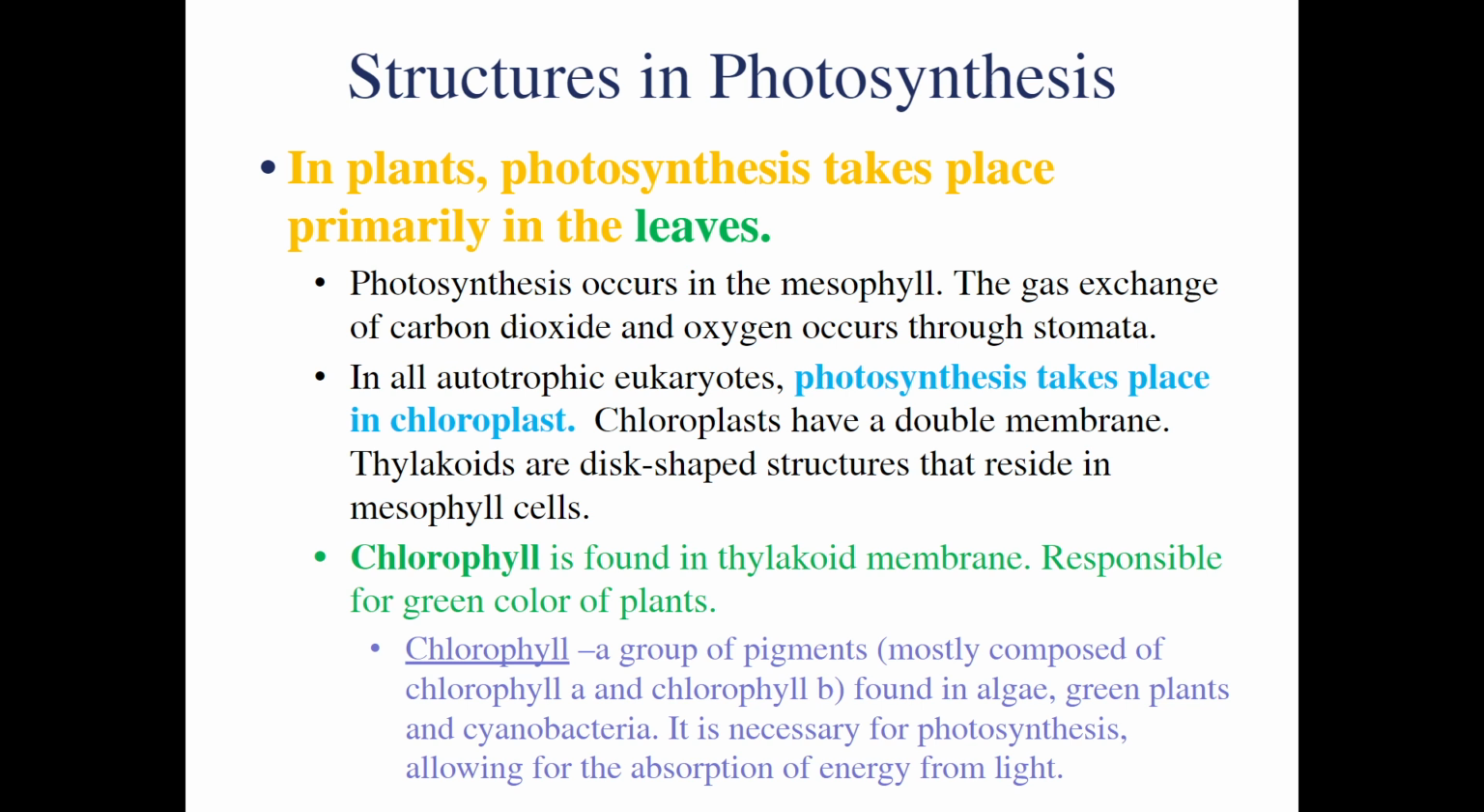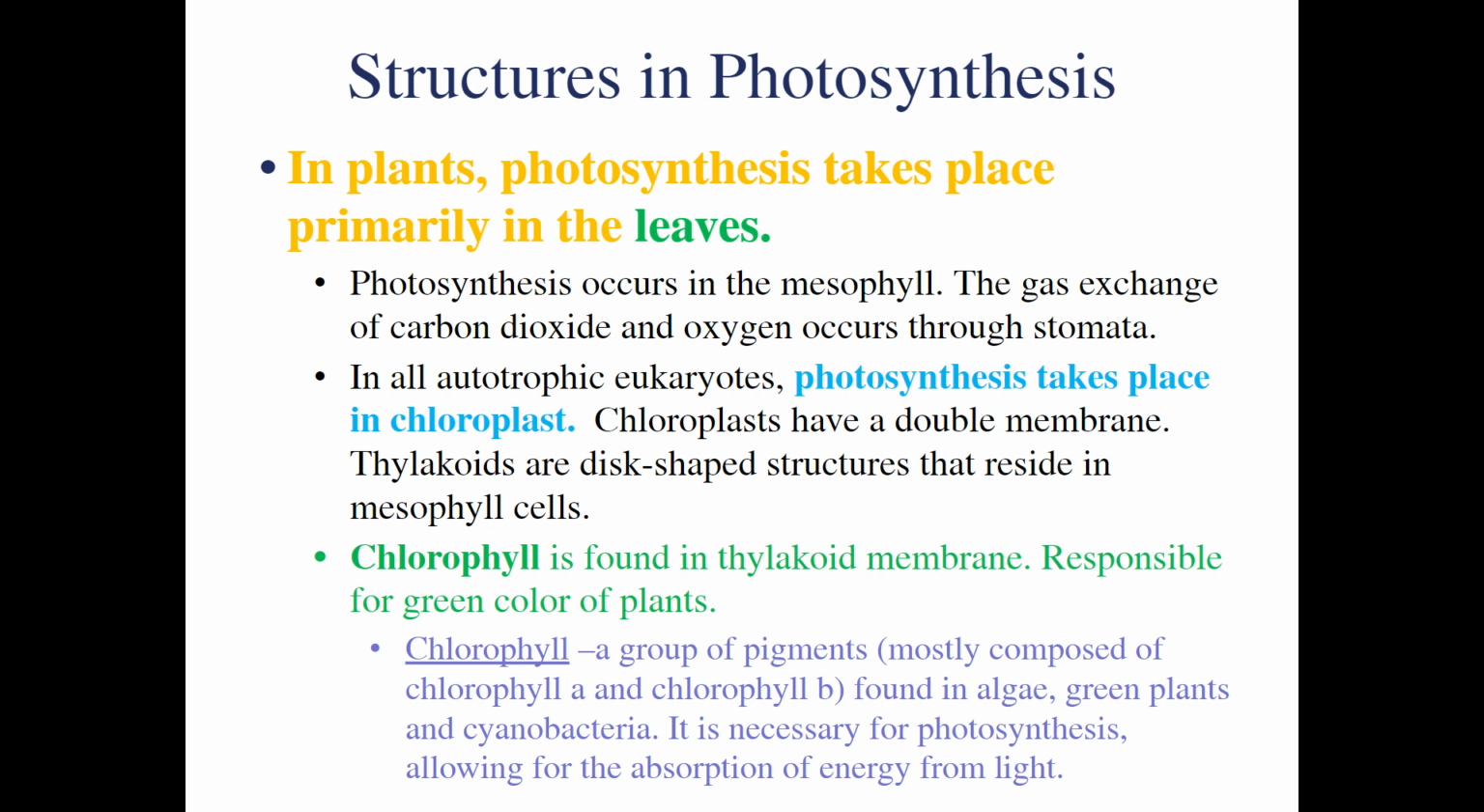So let's look now at these structures in photosynthesis. And most photosynthesis takes place in the leaves of plants. And leaves have a couple of different structures. They have outer epidermal cells. They have inner mesophyll cells. They have in their lower epidermis these holes or these spaces that allow gas exchange, that allow carbon dioxide to enter the leaf and oxygen to leave. These spaces are called stomata.